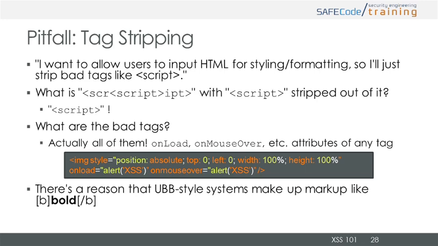There's a reason why popular user review forums built on engines like Ultimate Bulletin Board and PHPBB and others invented different markup systems that look a lot like HTML, but which use square brackets. By doing that, they provide a strict subset of things they want to support, like square bracket B for bold, without having to support any HTML notions like tag attributes of onMouseOver or anything like that.